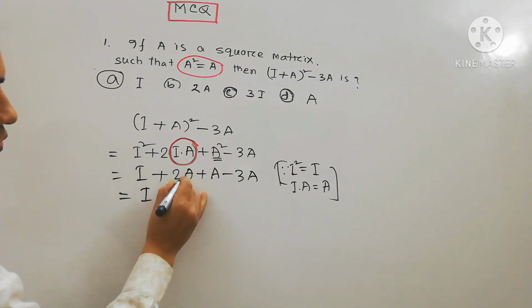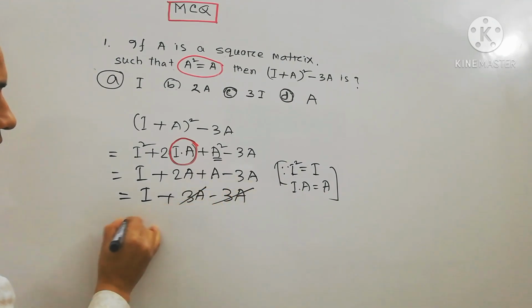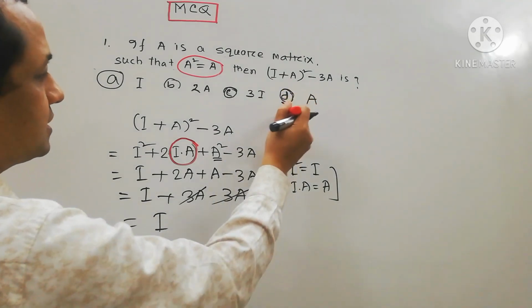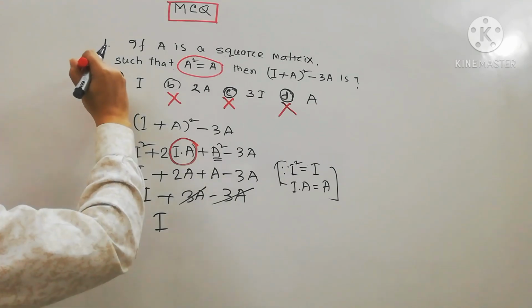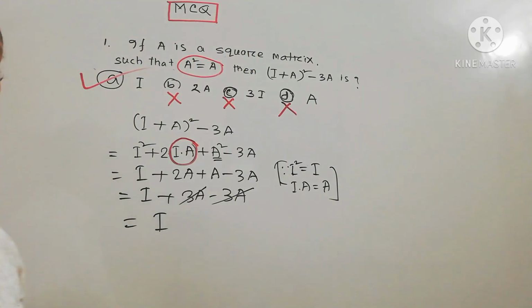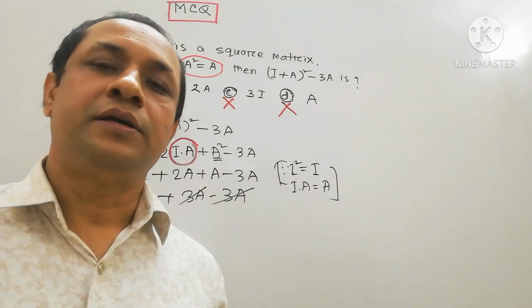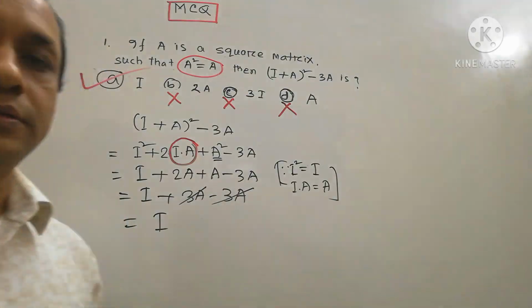So I plus 2A plus A is thrice A, 3A. 3A cancels, so the answer will be I. So option D is cancelled, option C is cancelled, B is cancelled. So the result will be option A, equals I. It is an easy question. I hope you are clear, students.